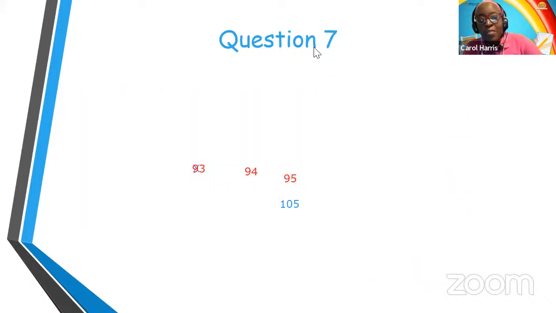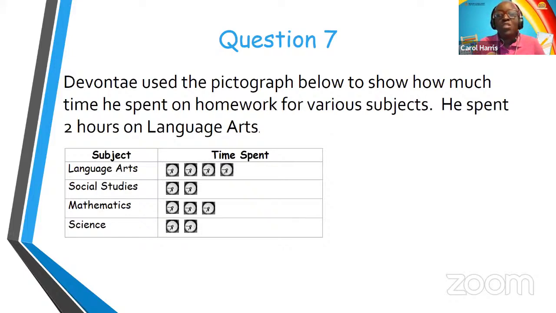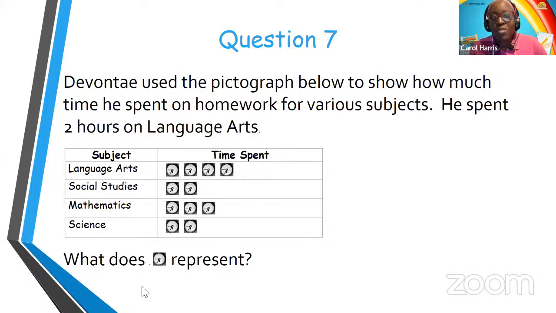Let's see if we can take one. It's 10 to, we probably won't be able to take the last question. Let's see if we can quickly take it. Let's look at it. We just walk through it. Devontae used the pictograph below to show how much time he spent on homework for various subjects. He spent 2 hours on language arts. What does 1 represent? What does one of our clock faces represent?